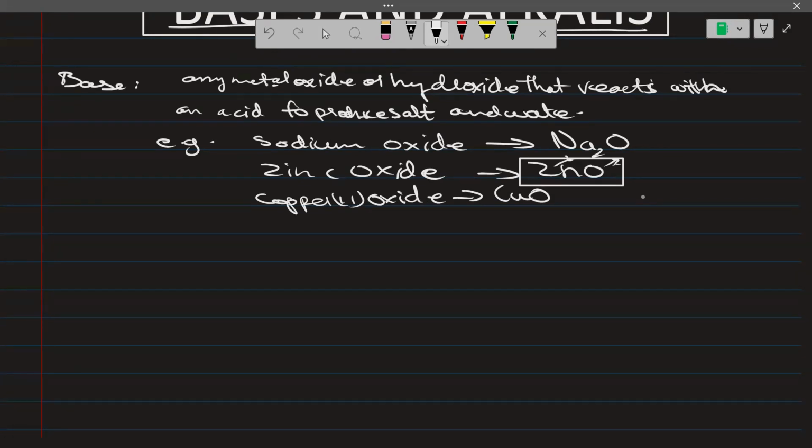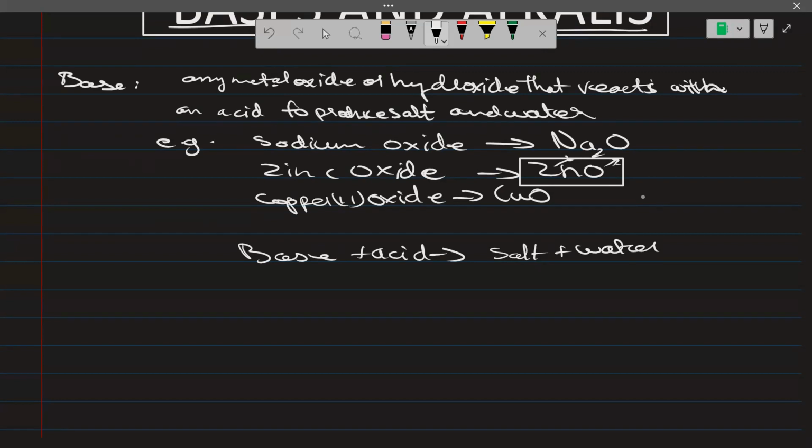So what does this definition mean? A metal oxide or hydroxide that reacts with an acid to produce salt and water. It means that when a metal oxide or hydroxide reacts with an acid, they produce salt and water. Basically, when a base reacts with acid, it produces salt and water.